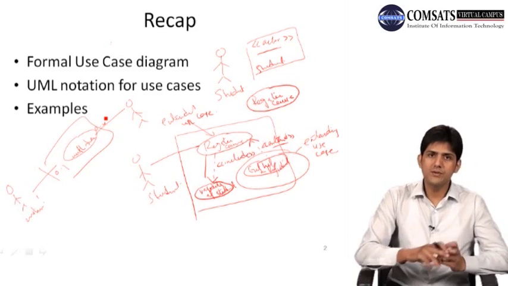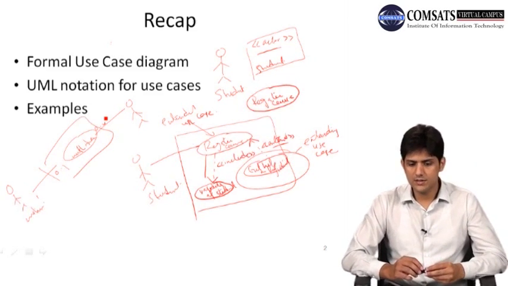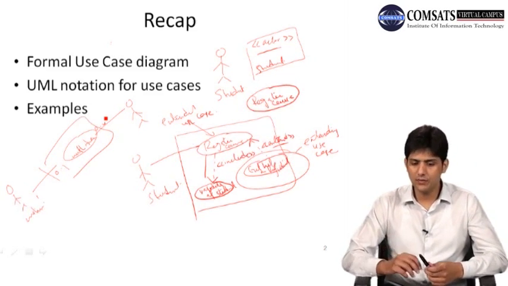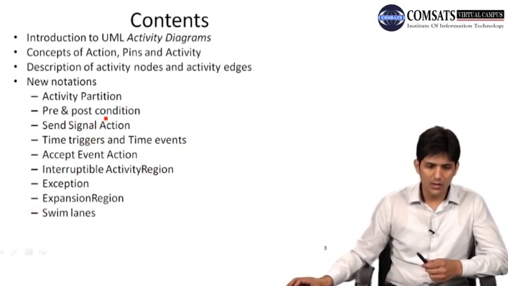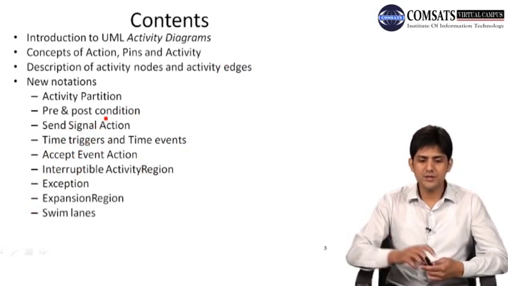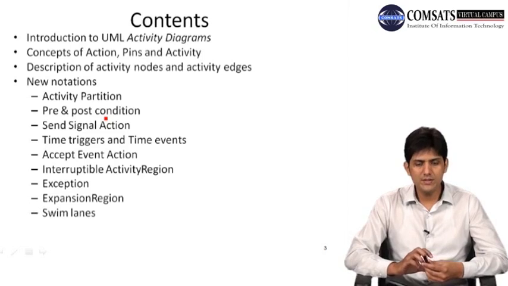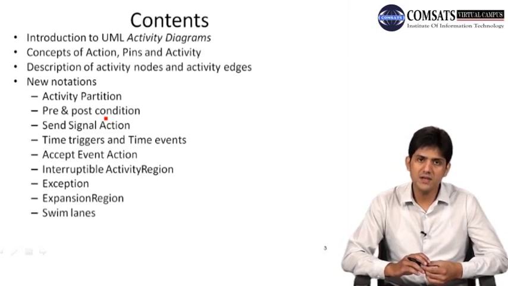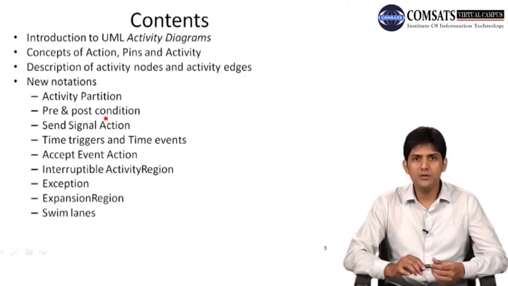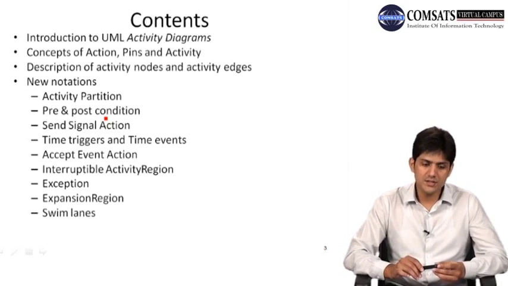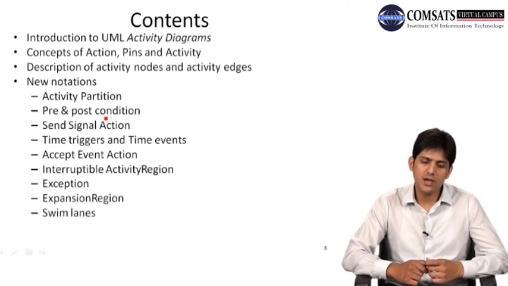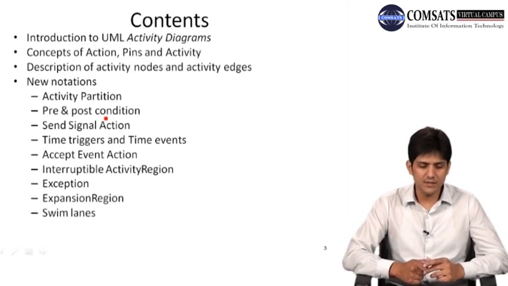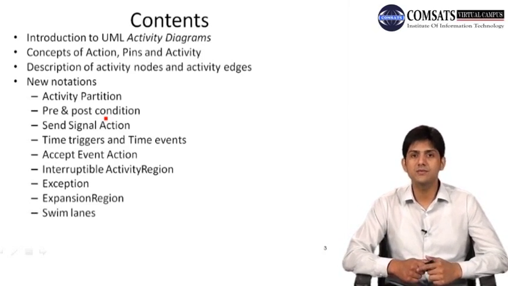So that was it about the use cases that we covered in the last lecture, and in today's lecture, let's see what we have in store. First of all, we will have an introduction to the UML activity diagrams. We will see the concepts of actions, pins, and activities, and a description of activity nodes and activity edges. We will see some new notations: activity partition, pre and post conditions, send signal action, time trigger and time events, accept event action, interruptible activity region, exception, expansion region, and swim lanes.